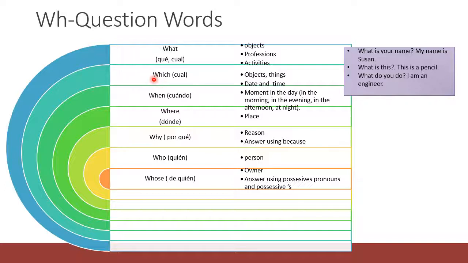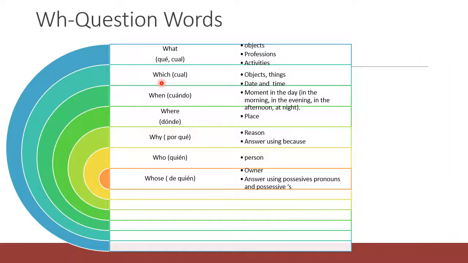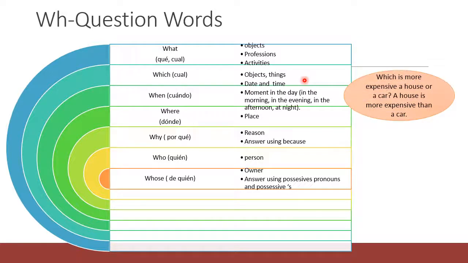The next question word is which. Which means cuál. We use it to talk about objects and things. Let's check the example. Which is more expensive, a house or a car? A house is more expensive than a car. Here we're using which to talk about objects or things.